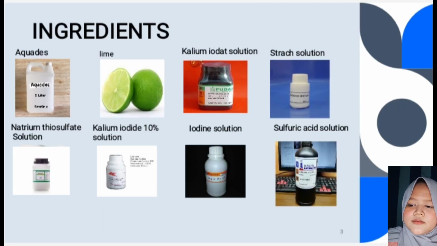Ingredients: aqueous lime, potassium iodide solution, starch solution, sodium thiosulfate solution, potassium iodide 10% solution, iodine solution, and sulfuric acid solution.